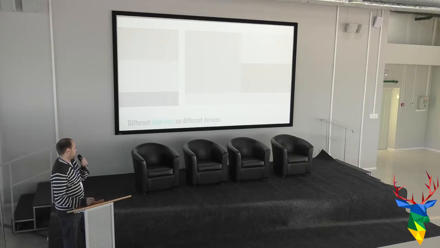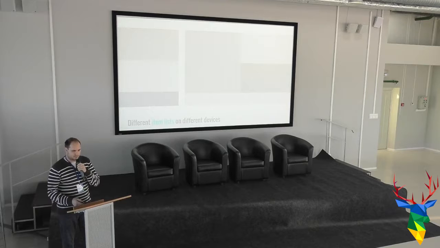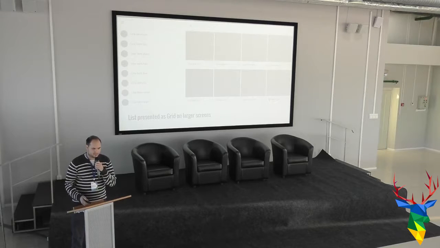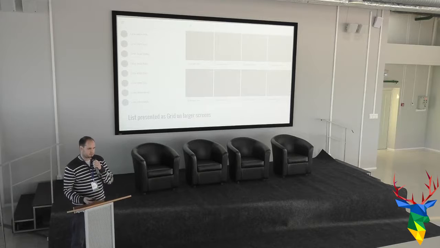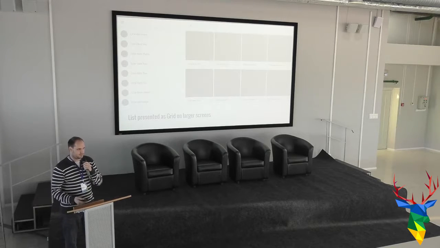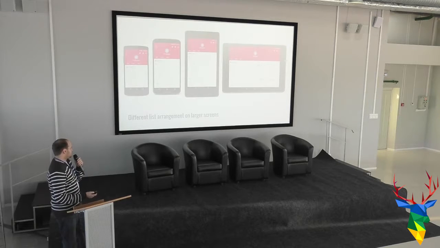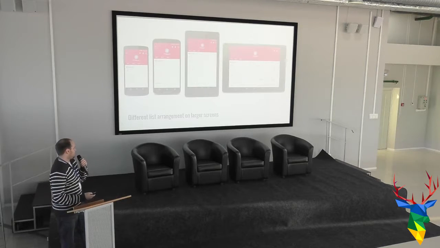Also to have different item lists on different devices. So on tablet devices, you have more space. You can reflow your content. Then you have a list presented as a grid on larger screens. For example, if you have more space, you would want to show a bigger picture, maybe show a little bit more of that text you have, descriptions. Then this is a sample app that just rearranges the list differently on different devices.